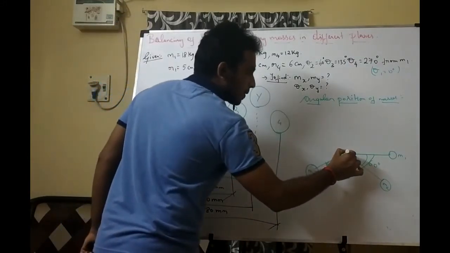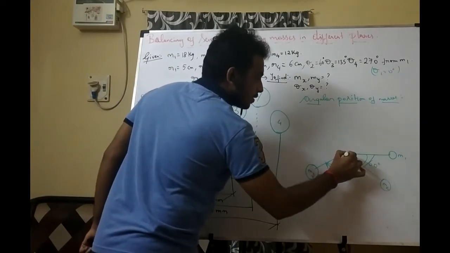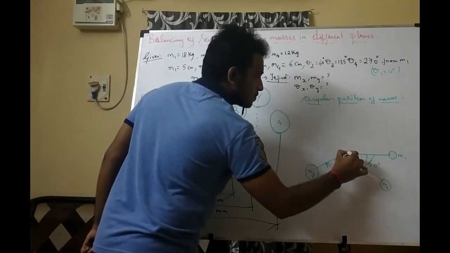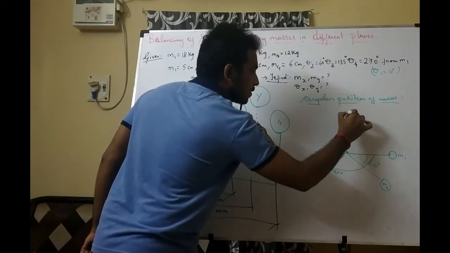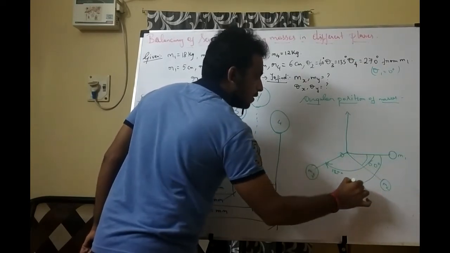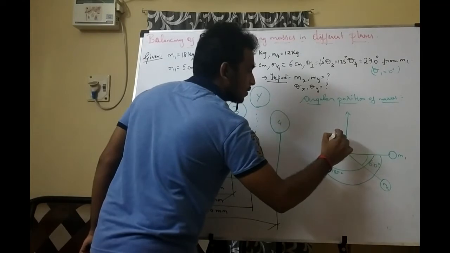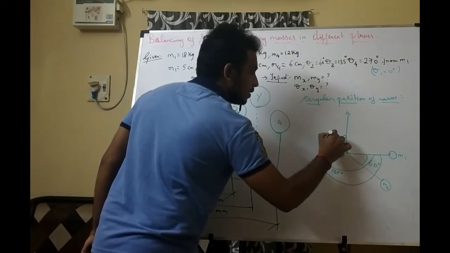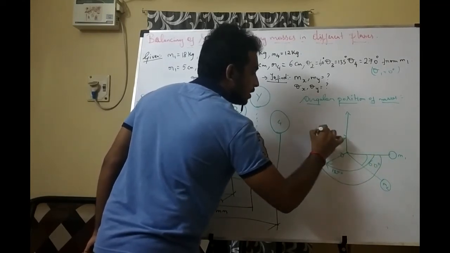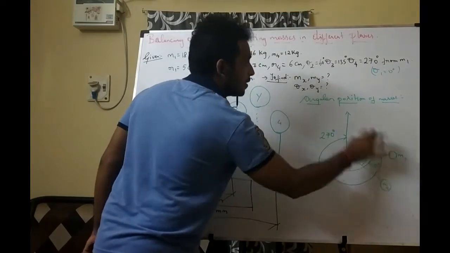So our M1 is located at 270. So 270 degree from M1. That is our. Moving on to the problem.